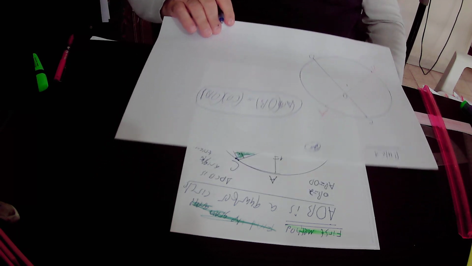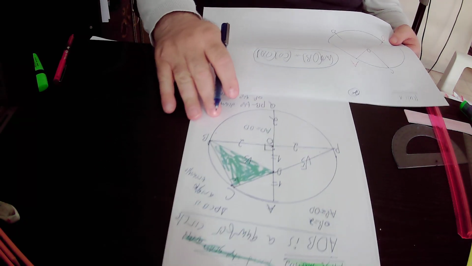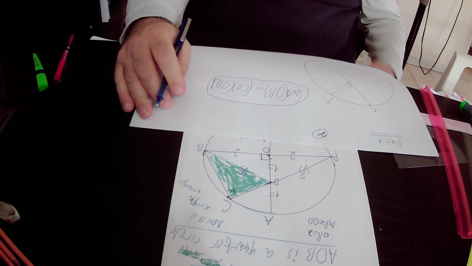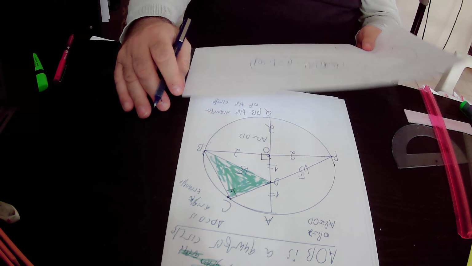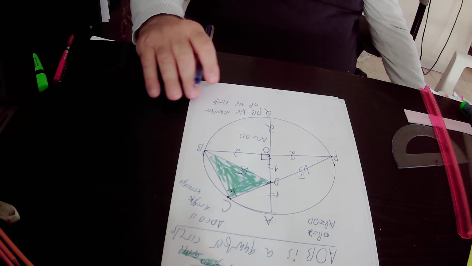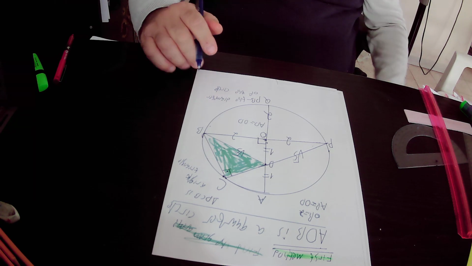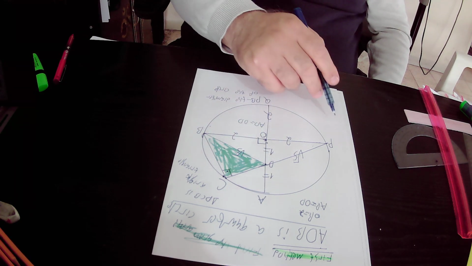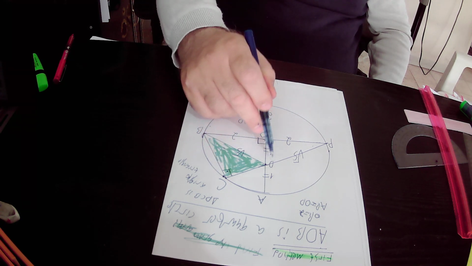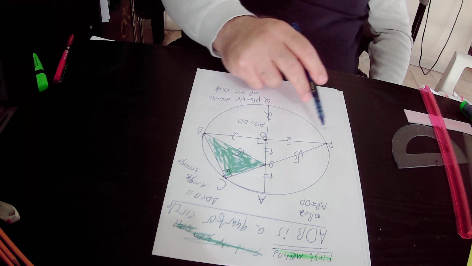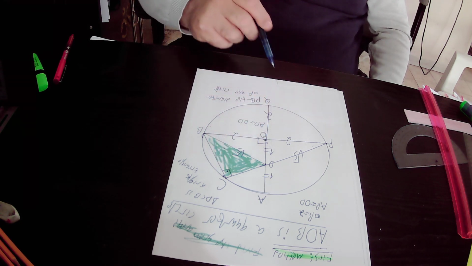So here, we'll implement rule number 1 in our drawing. In our drawing, we have chord AQ that intersects with chord PC at point D. Again, chord AQ intersects with chord PC at point D.